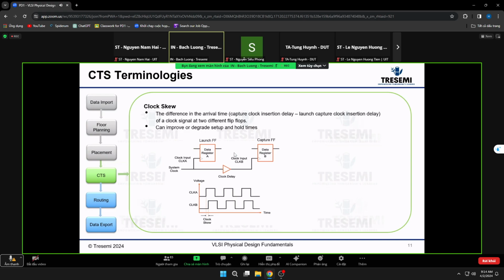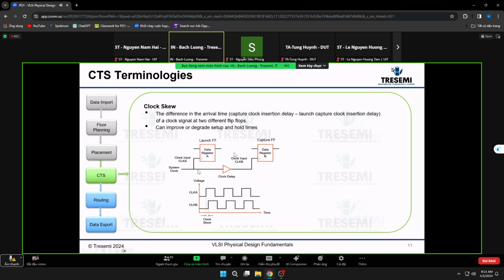The other term is clock skew. Clock skew is basically the difference in arrival time of the clock signal at two different flip-flops. The first one is called a launch flip-flop, which launches the data. And then the second flop is called the capture flop, which captures the data. So if you have a reg to reg timing path, you launch and capture between these two flops.